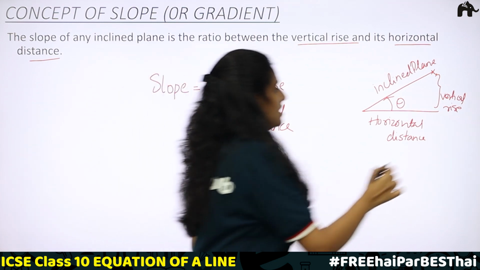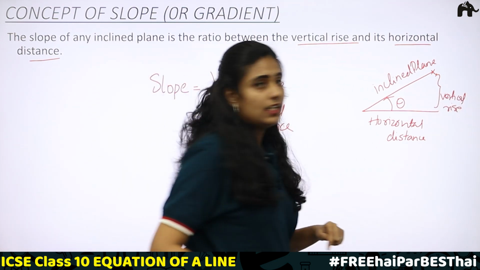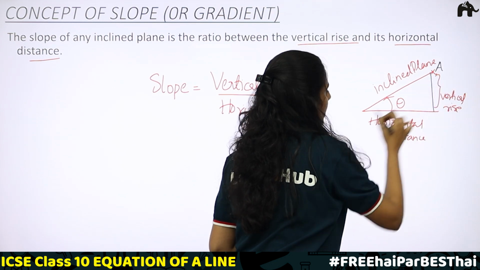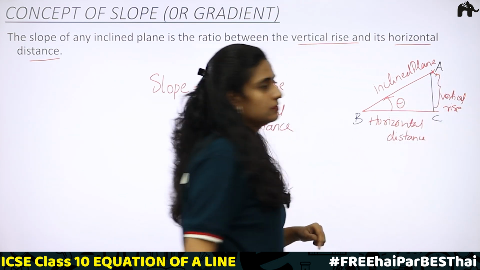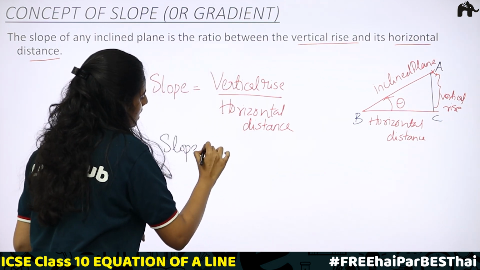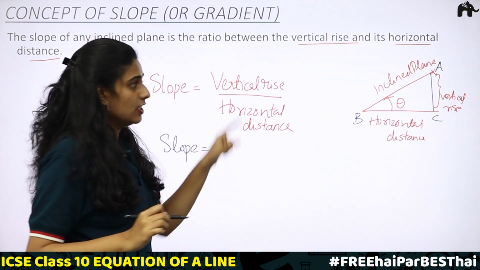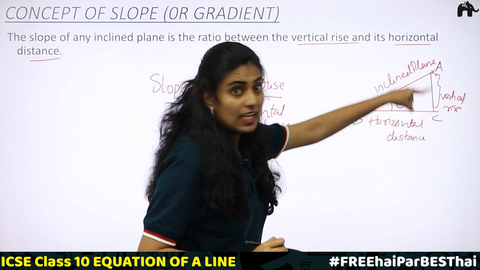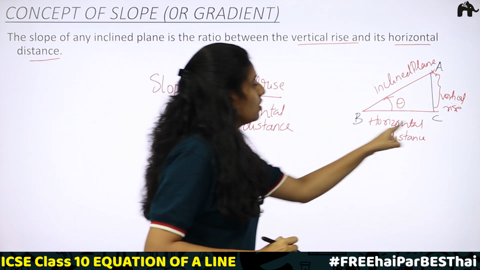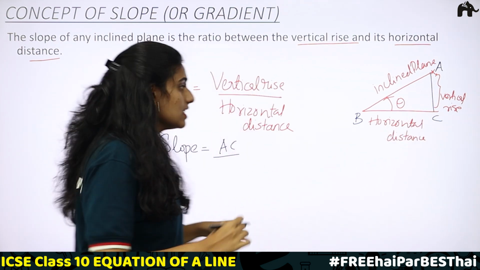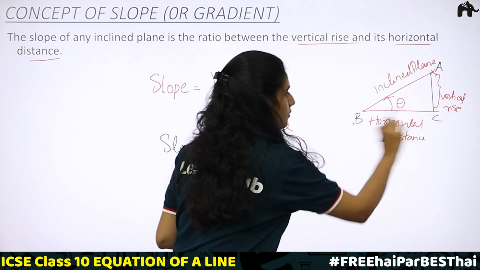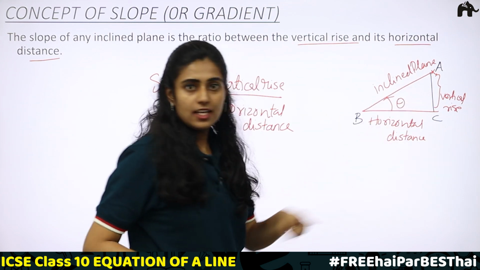Okay. Now let us take this as a right angle triangle ABC. Then slope is equal to vertical rise. What is the vertical rise here? It is AC, divided by horizontal distance. Horizontal distance is BC. This is the base of the right triangle and the height of the right triangle.